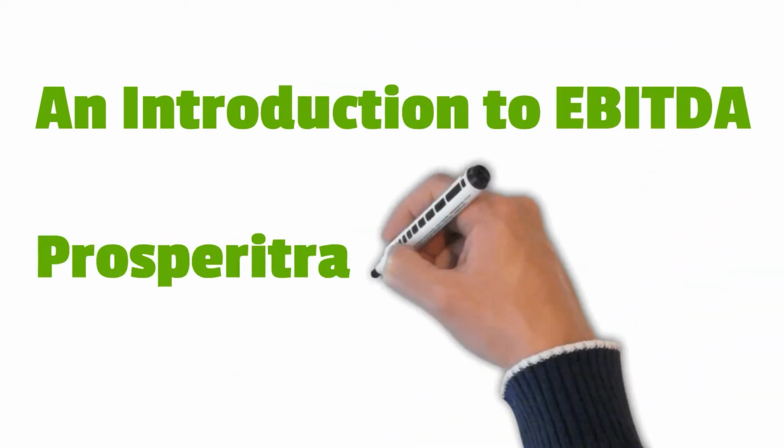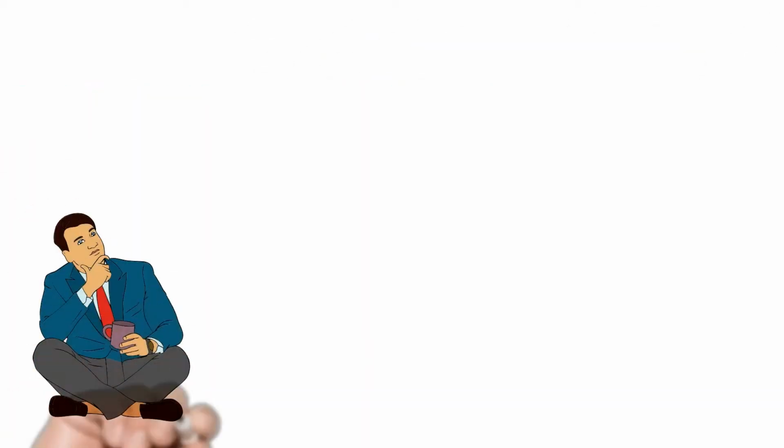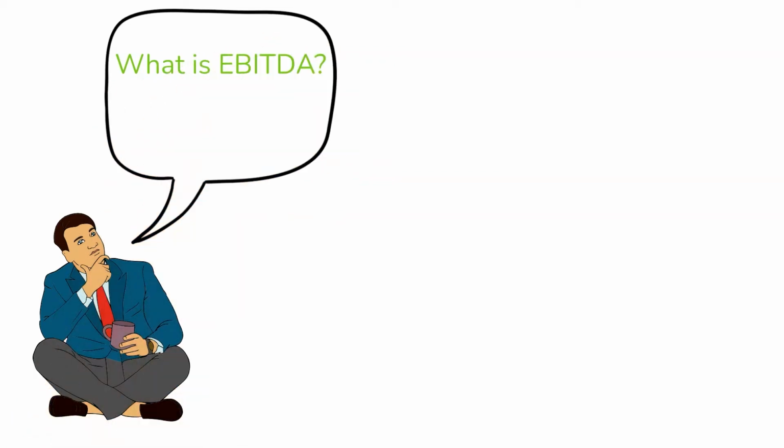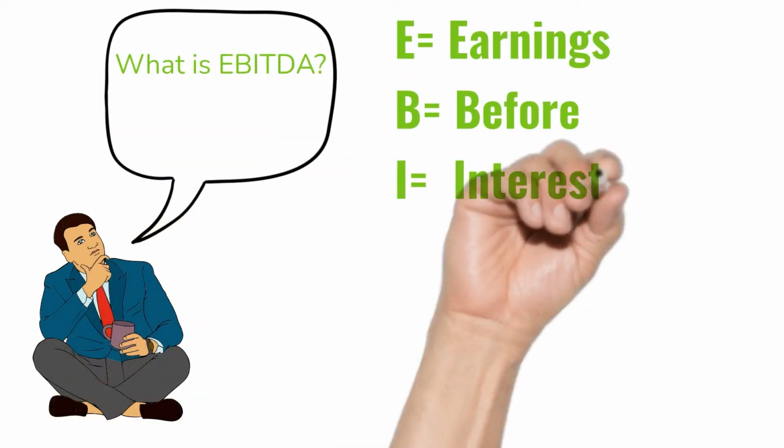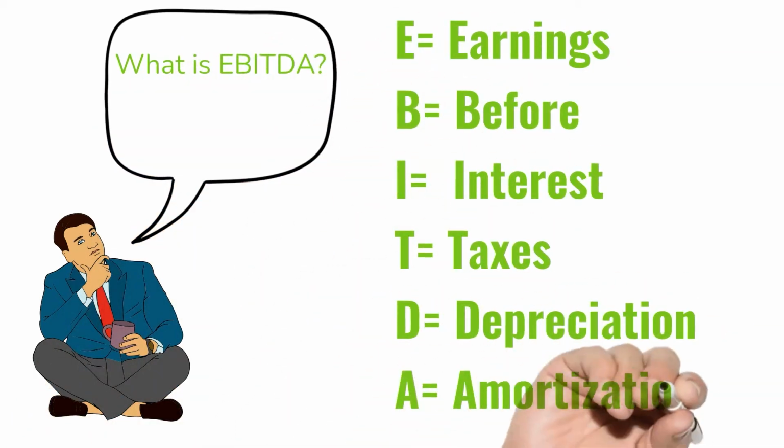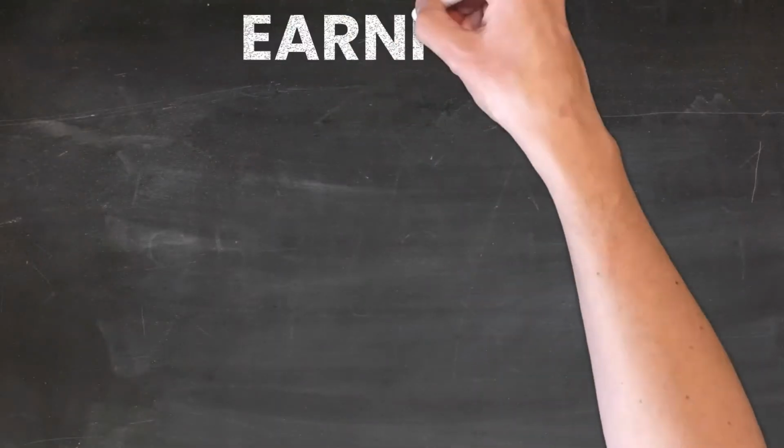Today we're going to discuss EBITDA. So, what is EBITDA? EBITDA is earnings before interest, taxes, depreciation, and amortization. Let's break that down. We'll start with earnings.